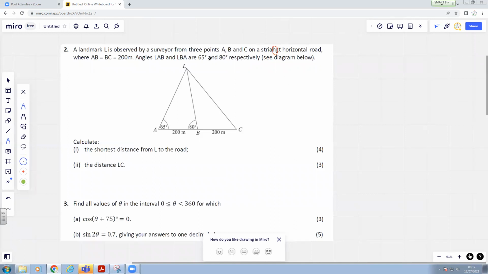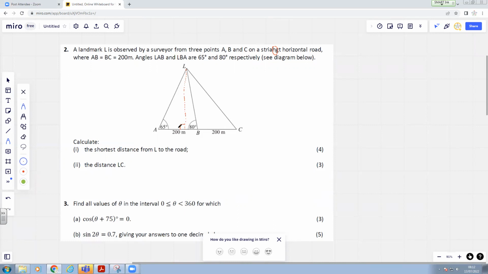The straight horizontal road is on A, B, and C. So if you want the shortest distance from L to the road, well, the shortest distance from a point to a line is always found by dropping a perpendicular, as they describe it. That's what we're going to have to do there. We're going to have to drop that perpendicular. That's what we really need for the shortest distance to the road.